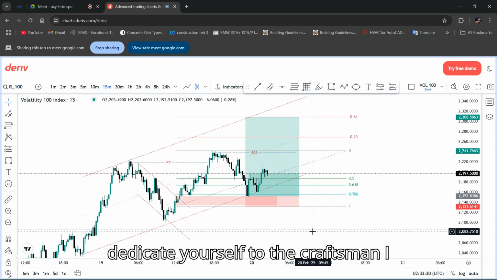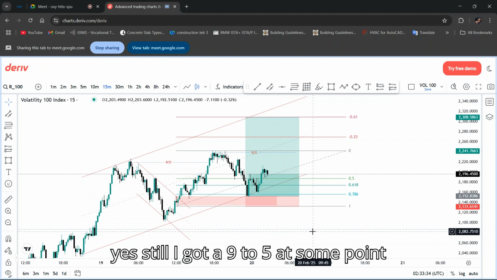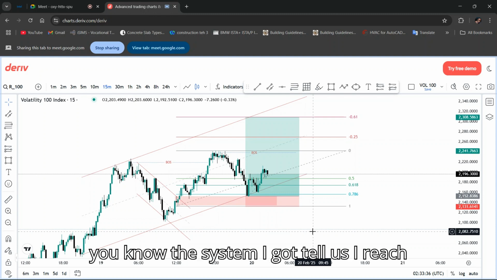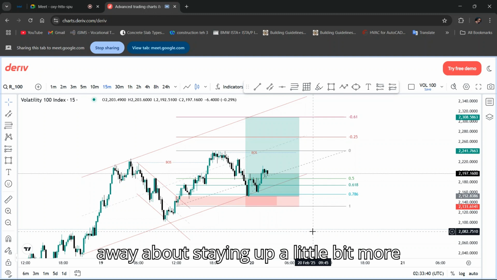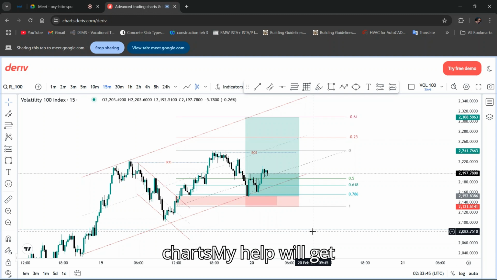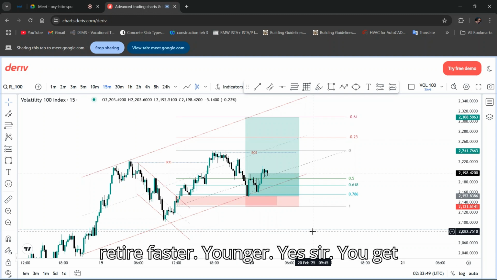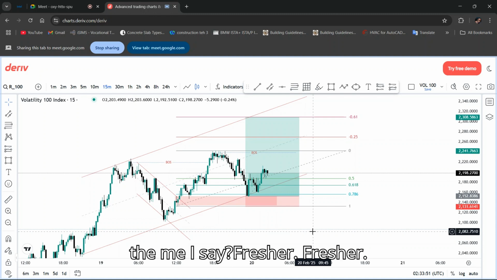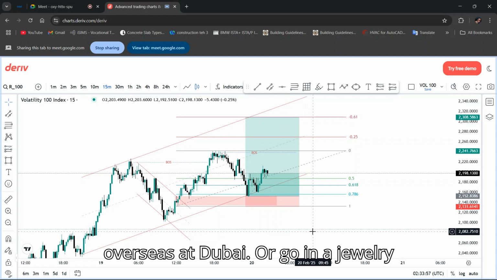Dedicate yourself to the craft, man. Because remember, when you reach 50 and 60, you still have to do 9 to 5. At some point, the system will tell us we've reached retirement age. So nobody should feel away about staying up a little bit later in the night just to mark up some charts. It might help you get closer to the millions faster, so you can retire faster. Younger. Makes sense. You get what I say? Fresher. Yeah, and find yourself on the coast or maybe even overseas or Dubai.